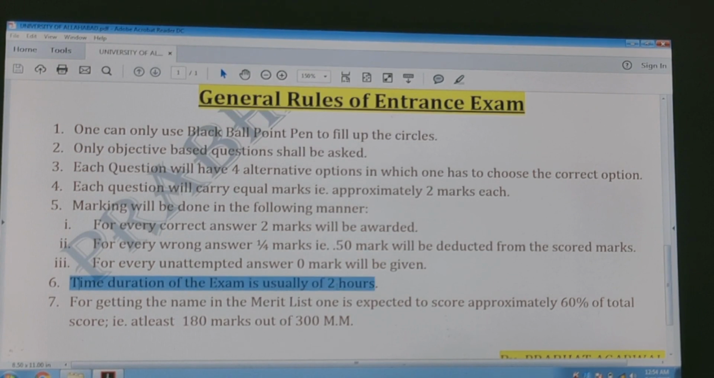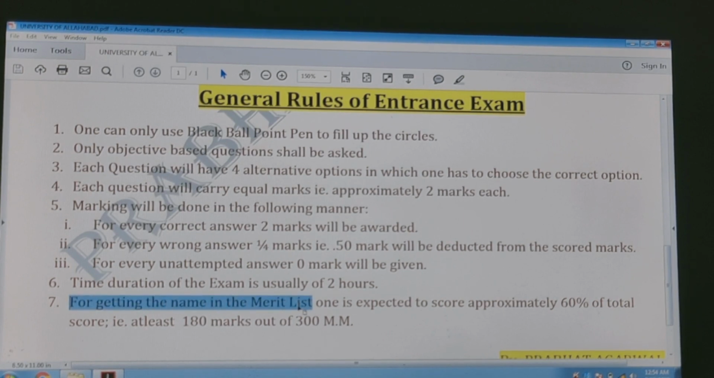Time duration of the exam is usually 2 hours. Why am I using the word usually? Because again, it's not certain. Sometimes it is 2 hours and sometimes it is 2.5 hours. But basically it is 2 hours. So time duration of the exam is generally 2 hours, that is 120 minutes.